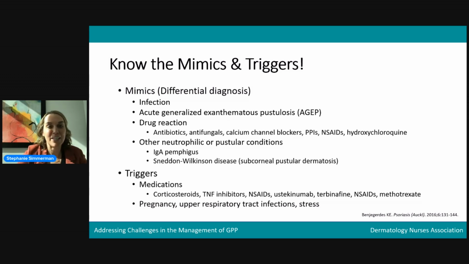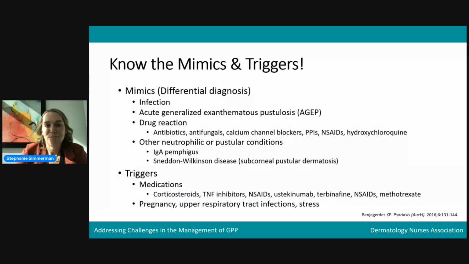Could this be related to AGEP, where we're going to be ruling out and more concerned with medications impacting? Could this be a drug reaction, right? Look at all of these different medications, whether it's antibiotics, calcium channel blockers, NSAIDs, antifungals, what meds can impact conditions like this? And then other neutrophilic or pustular conditions, a pemphigus, right? A subcorneal pustular dermatosis.